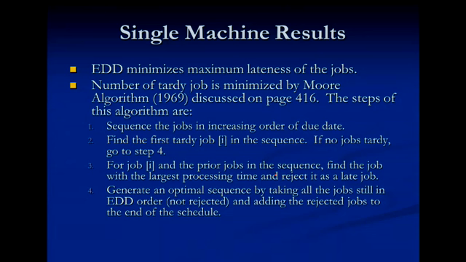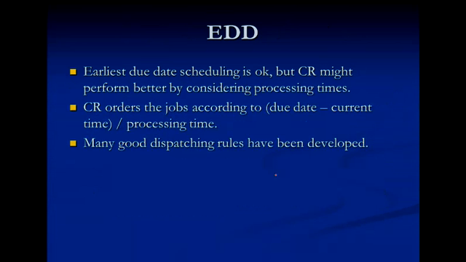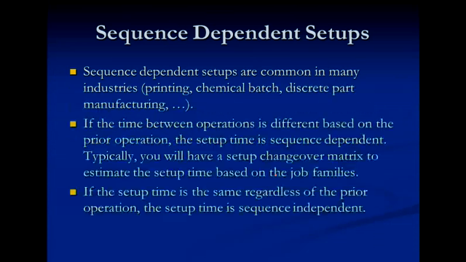Number of tardy jobs can be minimized by Moore's algorithm. And basically, you sort it by due date, and the first job late, you eliminate the longest processing job and continue to sort by due date. And I'm not going to ask that on the test, but earliest due date is great, but critical ratio might perform better considering processing times. And basically, you just take the due date minus the current time divided by the processing time, and it kind of combines earliest due date with shortest processing time first.